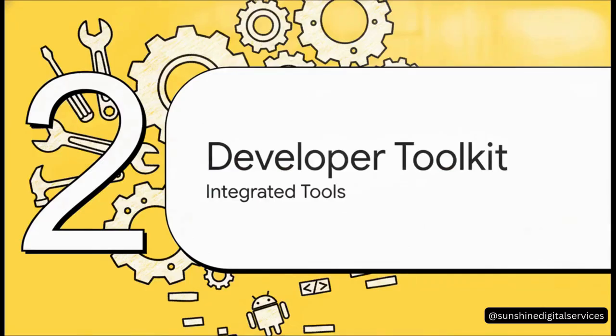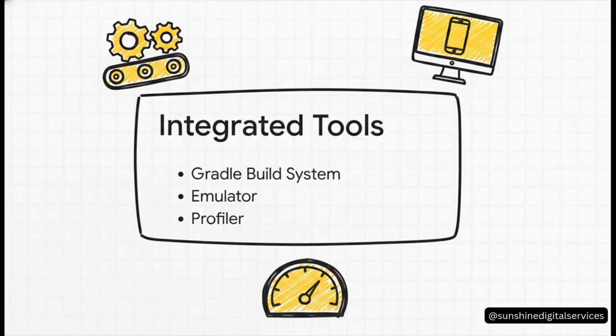Moving right along, Section 2, your developer toolkit. Now, let's introduce the real heavy lifters of the workshop. These are the specific integrated tools that streamline your daily coding process. Continuing with our workshop metaphor here, the Gradle build system is your automated assembly line. It effortlessly manages all your files, libraries, and dependencies, wrapping them up into a single app package.